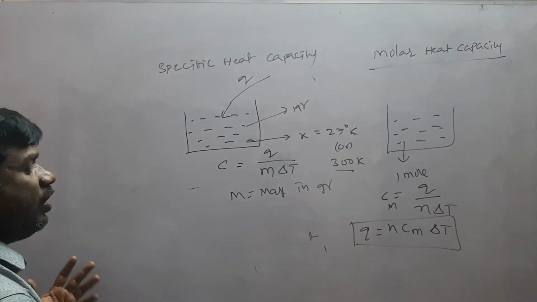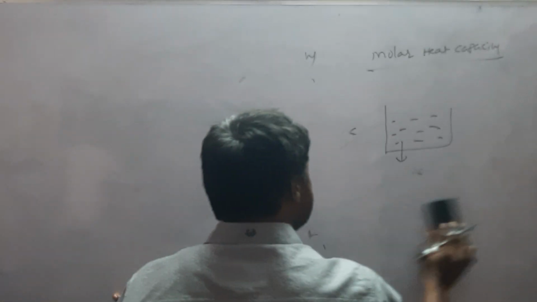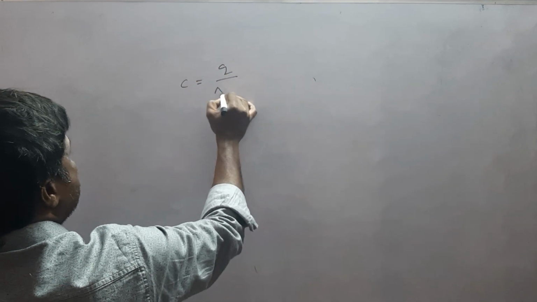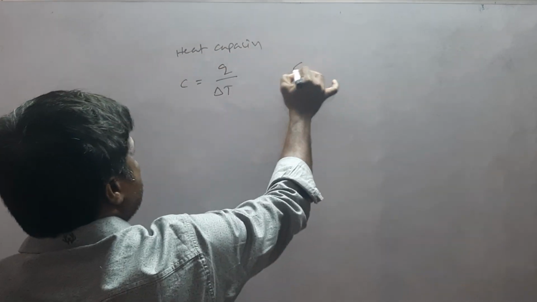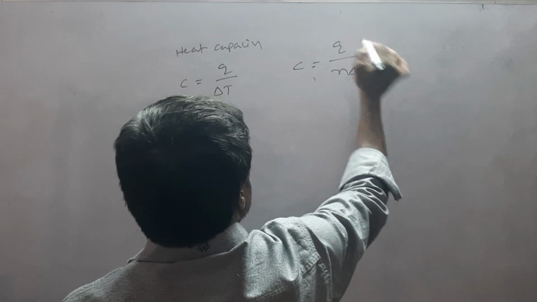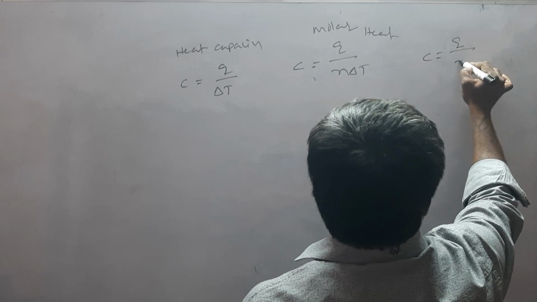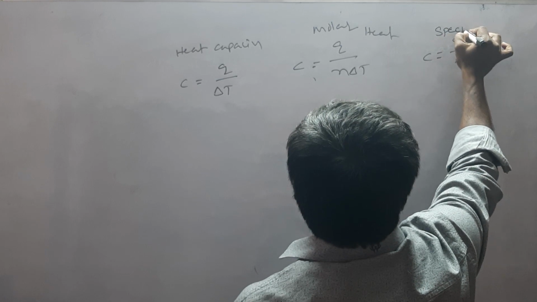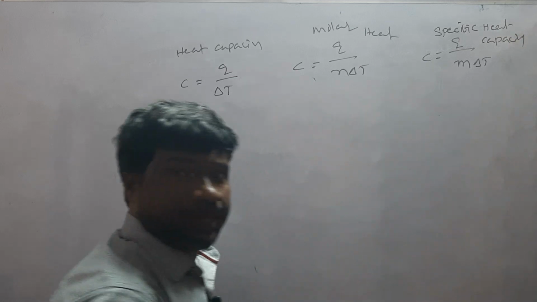Now we have to find out the relationship between Cv and Cp. In the first case, C equals Q by delta T. This is the heat capacity. Then C equals Q by N delta T. This is the molar heat capacity. Then C equals Q by M into delta T. This one is the specific heat capacity.